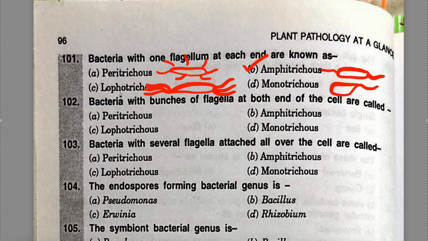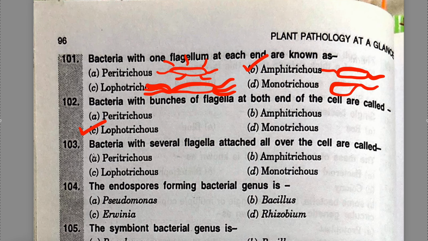Alright. Moving forward, question 102. Bacteria with branches of flagella at both ends of the cell are known as, just now we have discussed, but it's up to you. Go on with the answer. The options remain the same. If you are confused, you can check the drawings, which are quite understandable. So, okay. The answer is yes, lophotrichous.